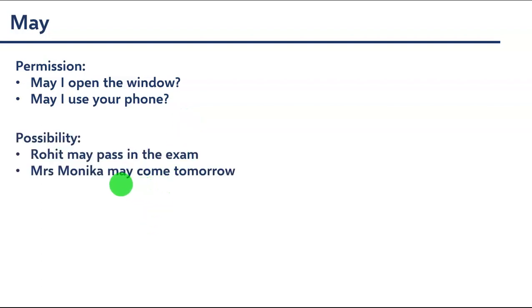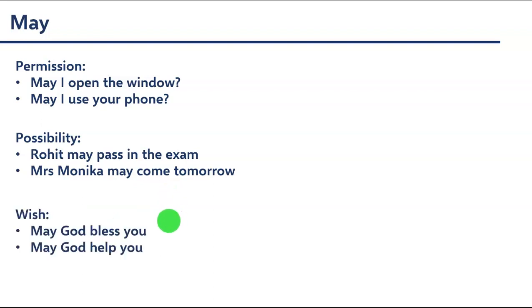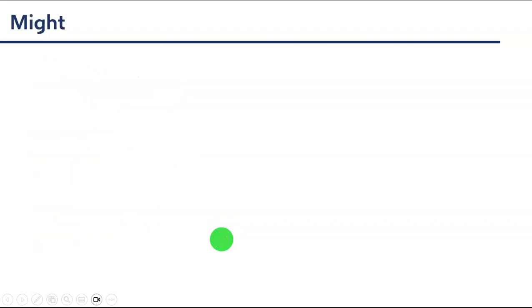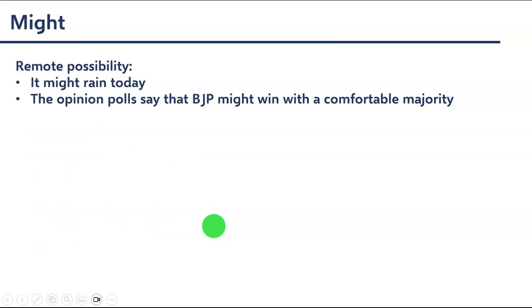Possibility. Rohit may pass the exam. Mrs. Monica may come tomorrow. Okay, so you are expressing a possibility that this particular thing might happen. Wish, may God bless you, may God help you, right? You've heard this before. Okay, so the word may can be used for wish also. It can be used for permission, it can be used for possibility, it can be used for wish, right? Let us move on to the next modal verb, which is might. First possibility is a remote possibility.